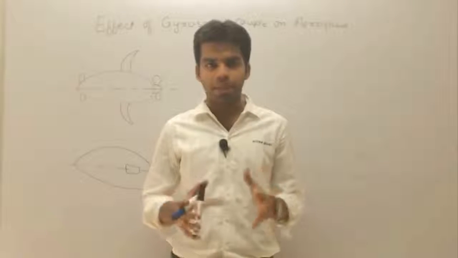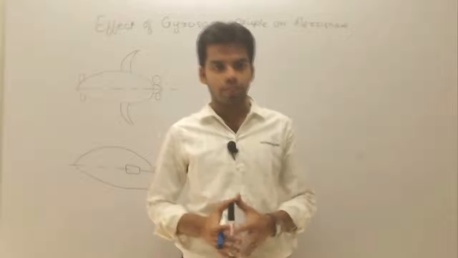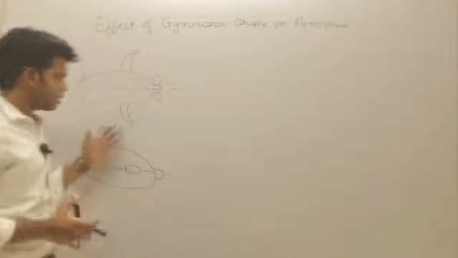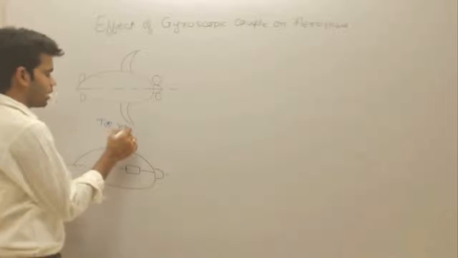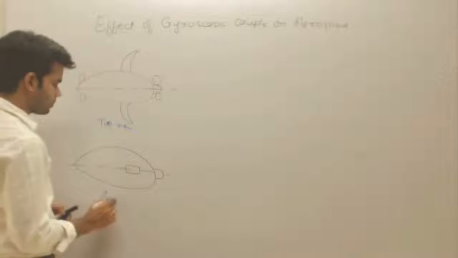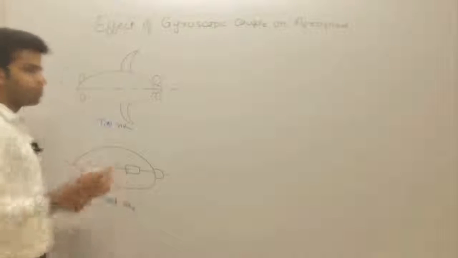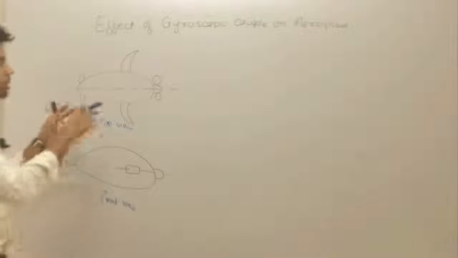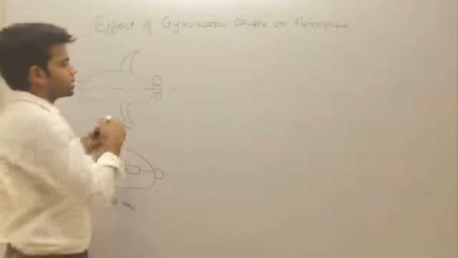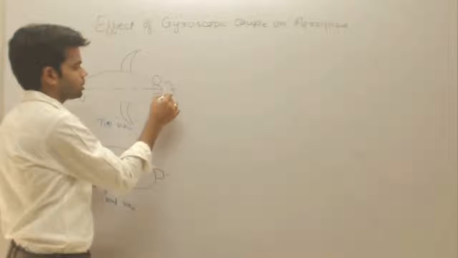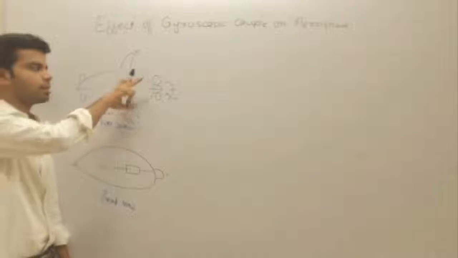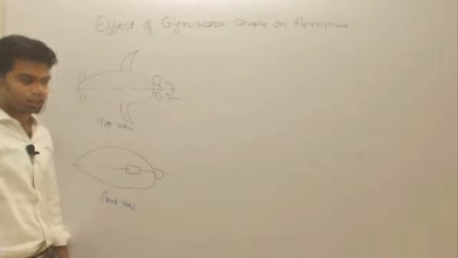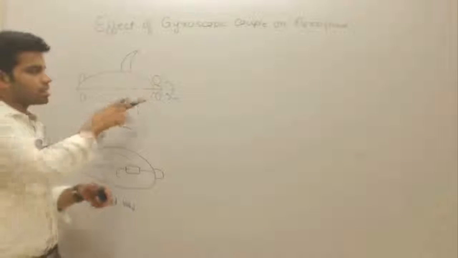So what happens when an aeroplane is taking a turn? Let's suppose this is an aeroplane. This is the top view of the plane, and this is the front view of the plane. Okay, and now suppose this is the rotor which is turning in a clockwise direction when seen from the rear end. When we are seeing from the rear end, this rotor is rotating in a clockwise direction. Now what happens when this is taking a left turn?